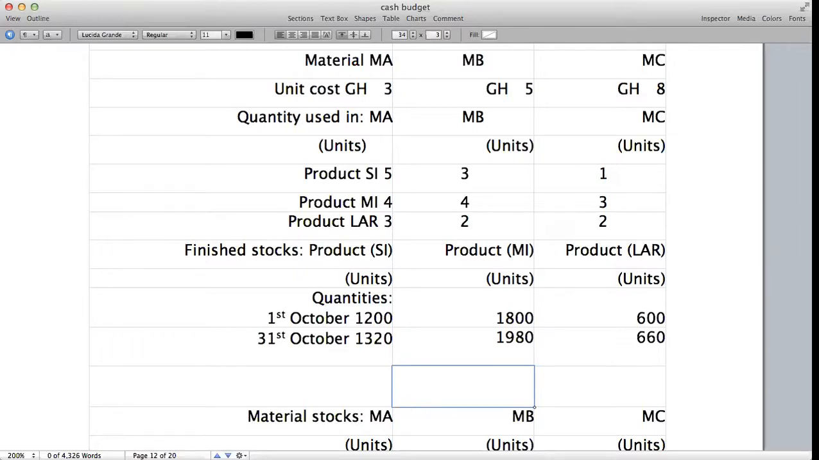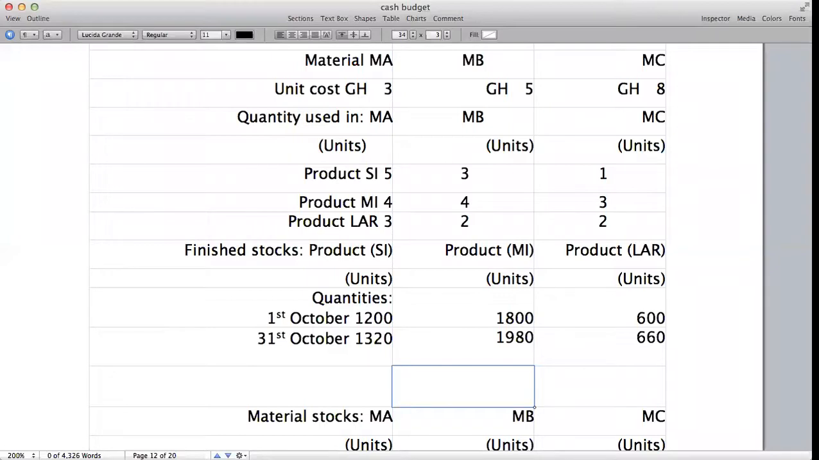So are the answers in for me? Let me check if I have any answer here. Not yet. Okay, so 2,400 less 1,800 plus 1,980. That's 2,580. So 2,580. Good. Then we move on to LA.